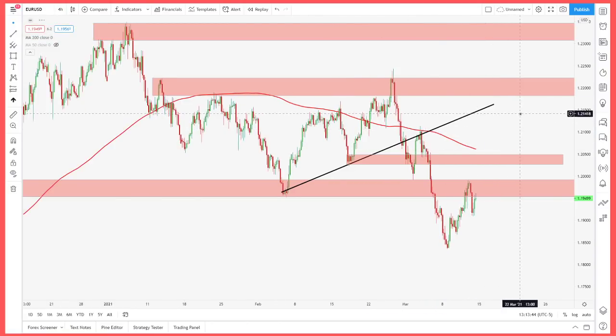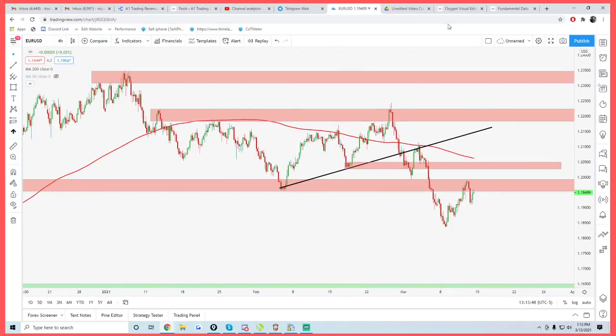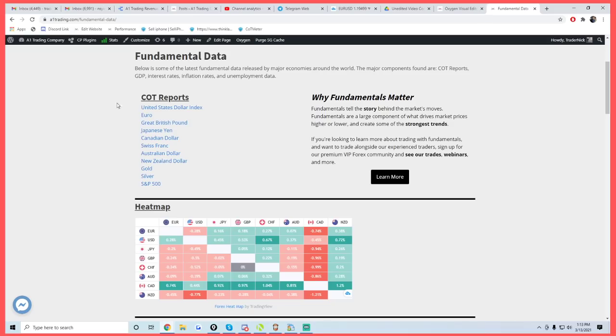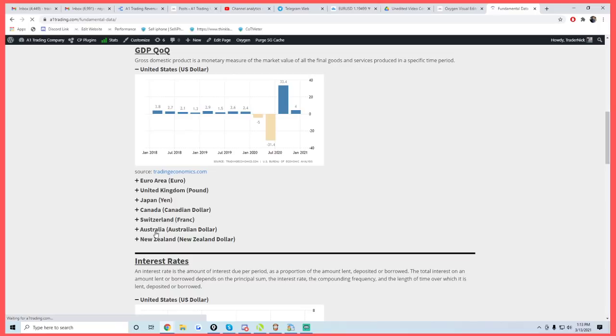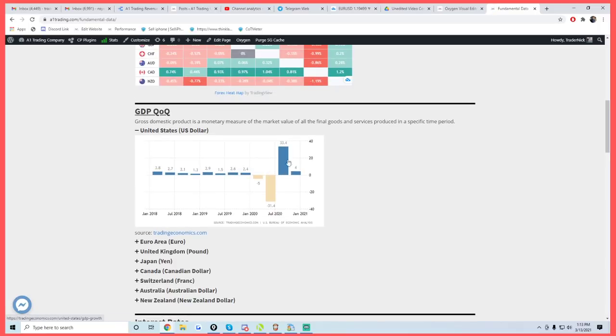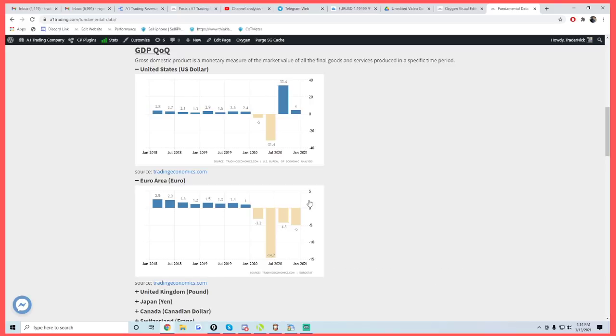dollar against the euro. We also, on the website, let me see if I can pull that up for you guys really quick. We could pull up fundamental analysis. We can just go here, and you can see that if we go down to GDP, the GDP in the United States has actually been pretty good compared to the euro, which is still struggling to bounce back fully from this whole pandemic.